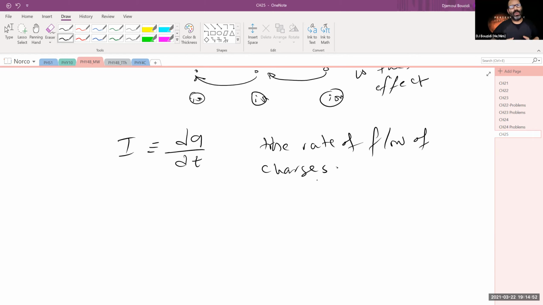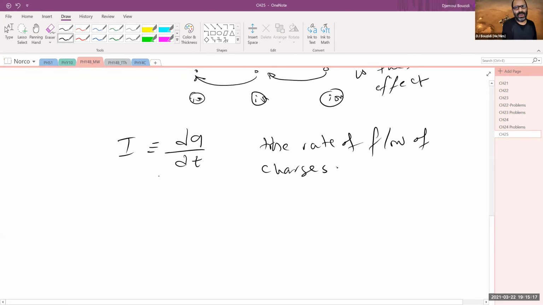In 1 second, how many cars? In 1 minute, how many cars? In 1 hour, how many cars pass by? So you take your watch, you start timing, and you see how many cars pass by. Let's say, for example, 300 cars pass per day. That would represent the flow of traffic in that case. But we're not talking about the flow of traffic, we're talking about the flow of charges in this case. So this is the current.